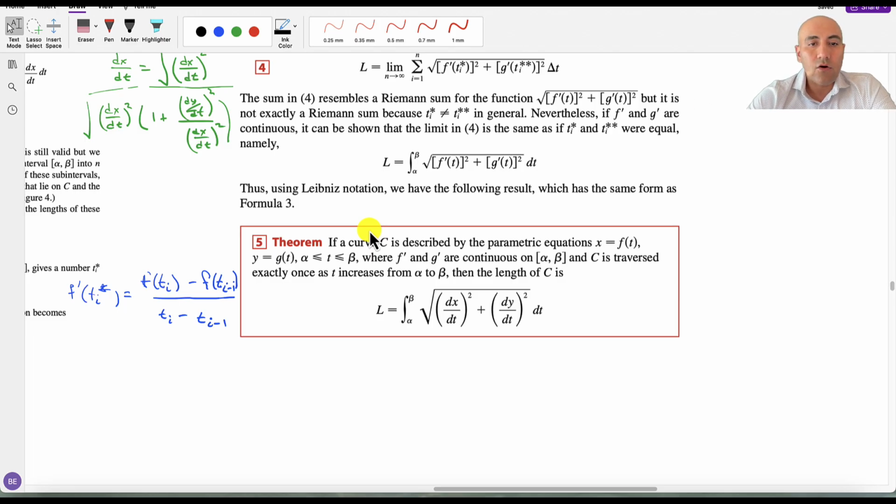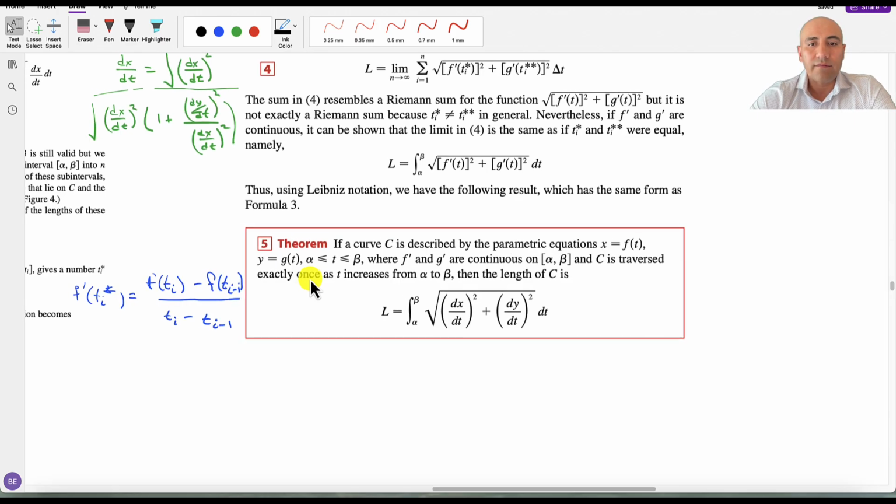Okay, the key, though, is to make sure that when you set up your integral, f prime and g prime are continuous on alpha beta, and that C is traversed exactly once. Remember that parametric equations allow you to double back and retrace a particular image. But if you want the length of a curve, we've got to make sure that is not the case, that we're not retracing it more than once. So it needs to go exactly once through that space. We'll see an example in a second.